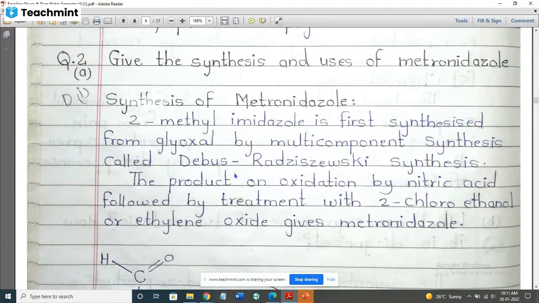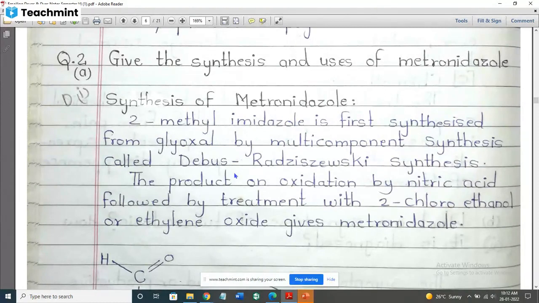Okay, fine, let's continue. So anti-amoebic drugs. First it is very important to understand what anti-amoebic drugs are generally used for. So metronidazole comes under the category of the anti-amoebic drugs. So generally anti-amoebic drugs are used in infectious diseases, for treatment of infectious diseases.